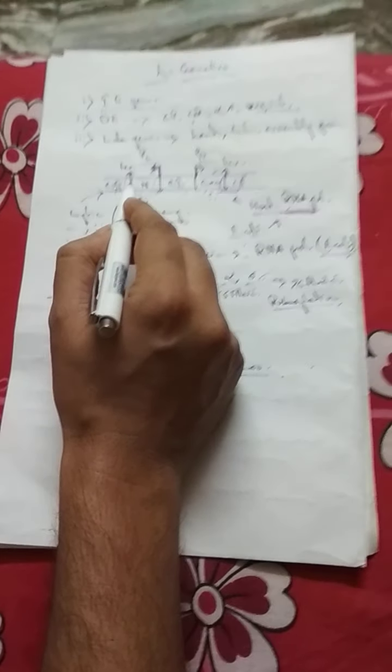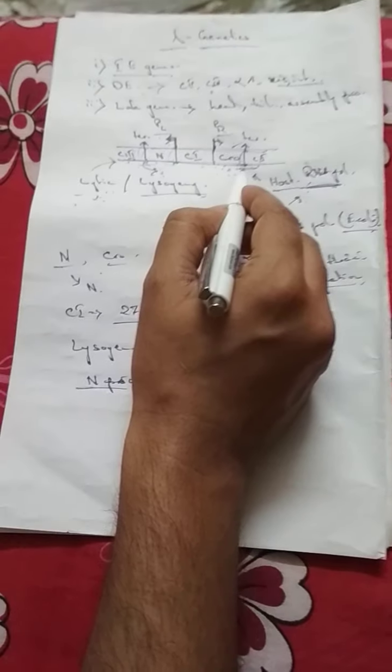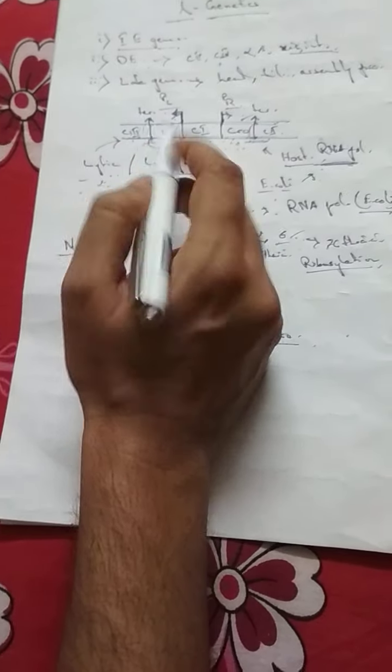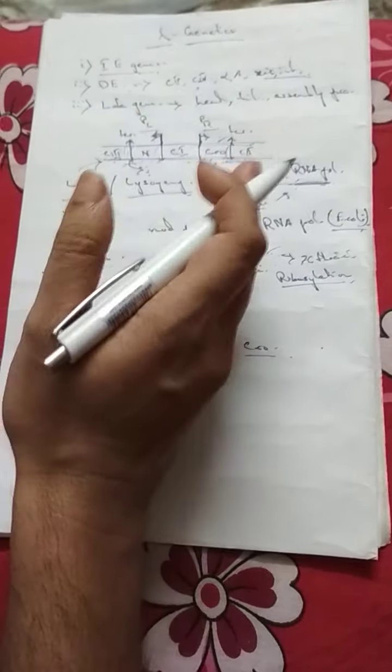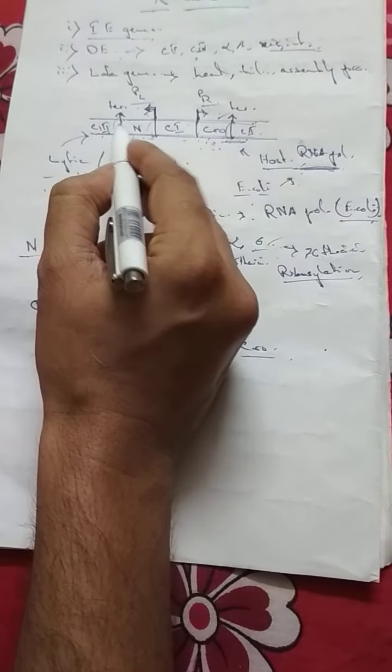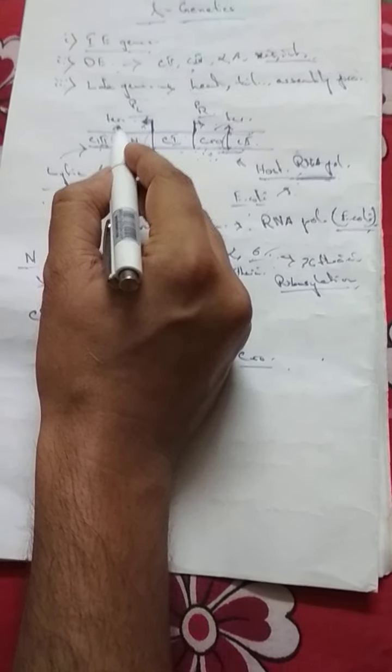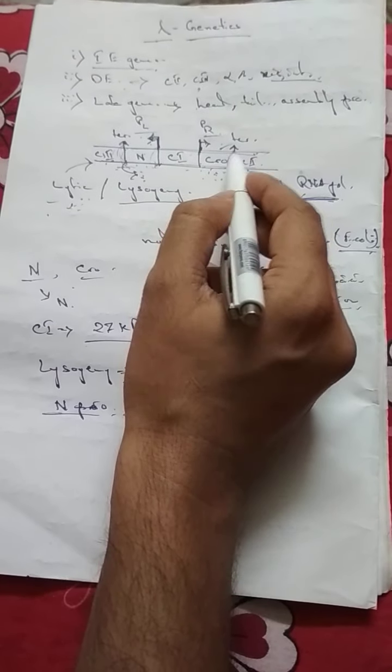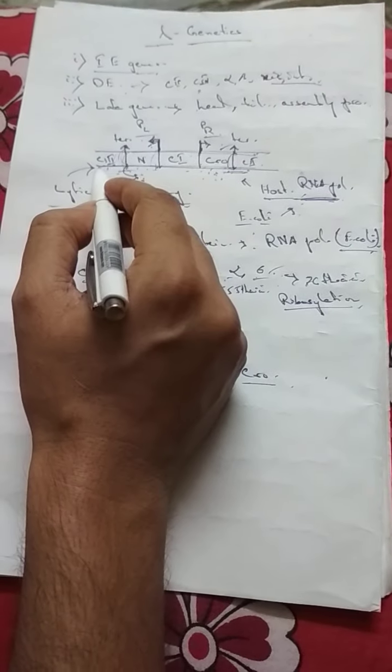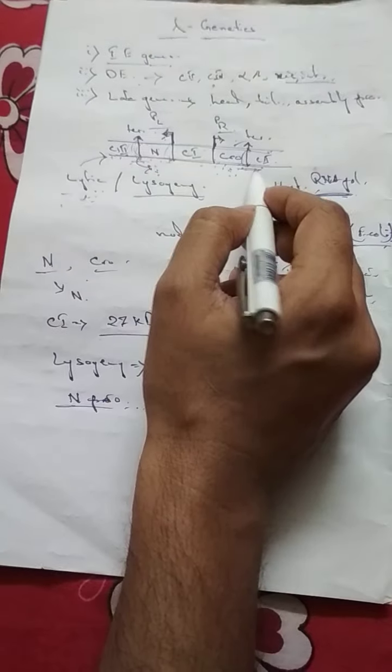It is working like an anti-terminator for these termination signals. So if it interacts with the RNA polymerase and modifies it somehow, which we'll know about later, that RNA polymerase can't recognize these termination signals anymore. So it will now synthesize the C3 and C2 proteins.